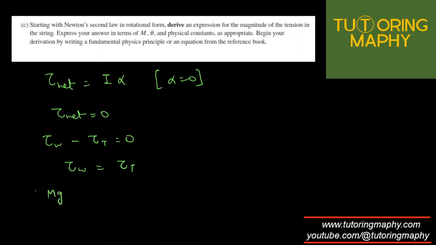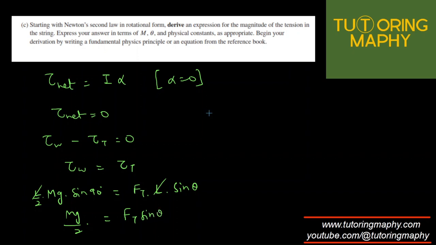R is L over 2, F is mg, and sine of 90. And likewise, the tension is going to be Ft times L times sine of the angle between them. So that's going to be L, and L is gone, by the way. So that will be mg over 2 because sine 90 is 1. And this is Ft sine theta.